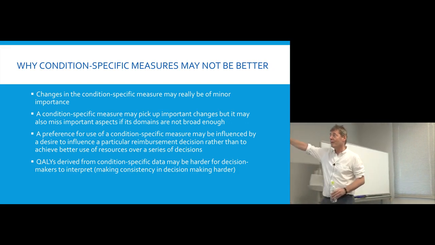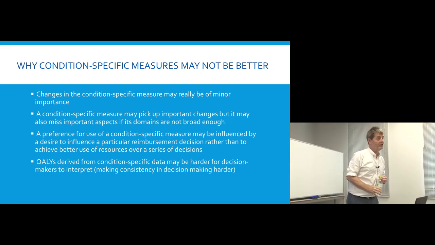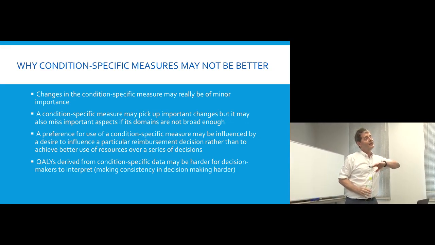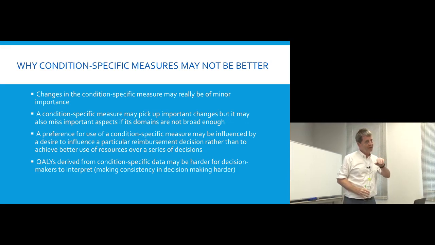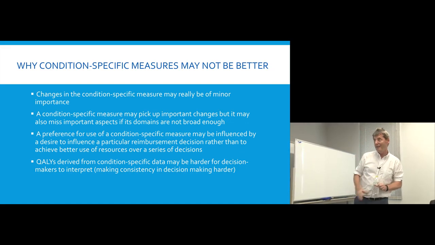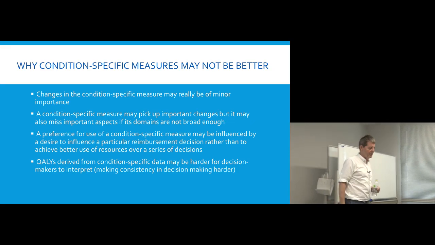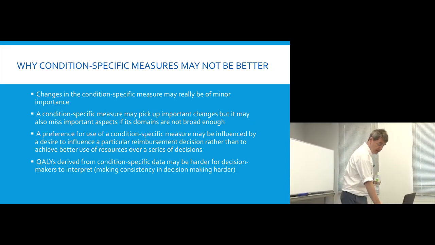The other problem with condition-specific measures is they might pick up important changes, but they may miss some important changes because they don't always capture the general health of the patient. They're so focused on condition-specific items, they can miss perhaps the impact of some comorbidities on general health. So they may not be broad enough. I think the final point I'd make here is it's not the best argument, but decision makers are used to using generic measures. They think they know how to interpret them. They're less sure about how to interpret condition-specific.